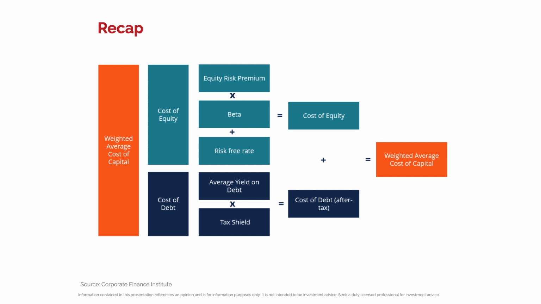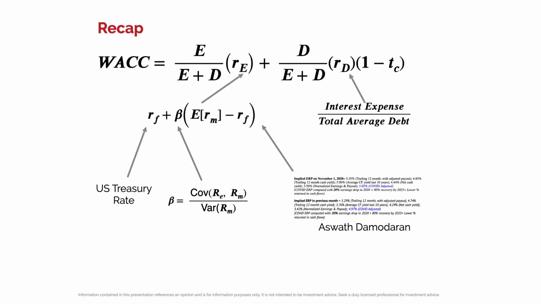Next, you're going to take the cost of debt by taking the average yield on the debt. The way we determined the average yield was just to take your interest expense over your total average debt and multiply it by that tax shield, 1 minus the tax rate. That's going to give you your after-tax cost of debt. Now, after we do that, we just take a weighted average of the cost of equity and the cost of debt based on the amount of debt and equity that company has, and that gives us our weighted average cost of capital.